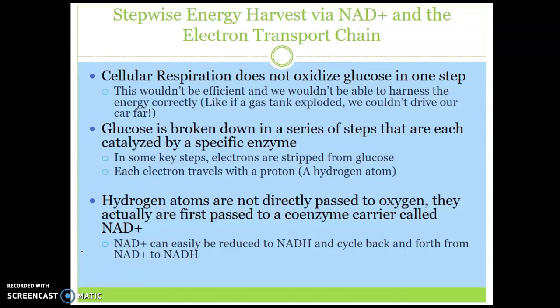And in some steps, you're going to directly see an electron stripped from the glucose in the form of a hydrogen. You're going to have an H plus, and then you're going to add a hydrogen to it. And it's through these two cool molecules called NADH and FADH2 that we're going to get into. These molecules are what are going to accept the hydrogen that's carrying those electrons.